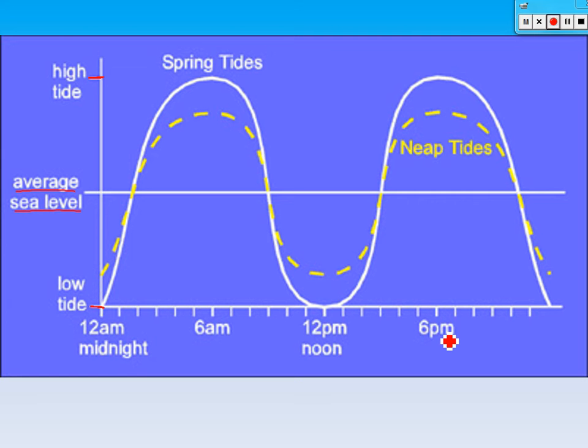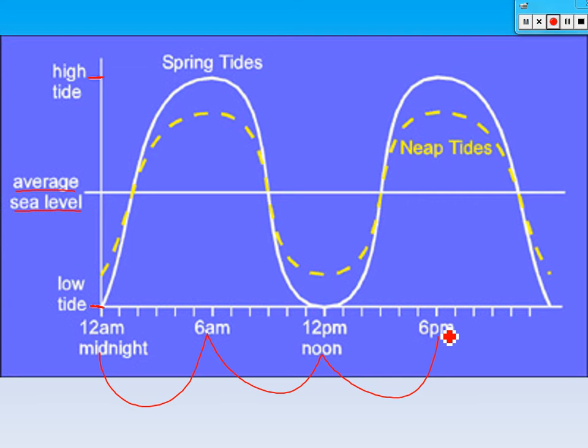And so if we start at midnight, we're at low tide. Six hours later, we're going to be at high tide. And 6 hours later at noon, we're at low tide again. And then 6 hours more than that, at 6 p.m., we're at high tide. So you can see here that we go from high to low to high to low every 6 hours.